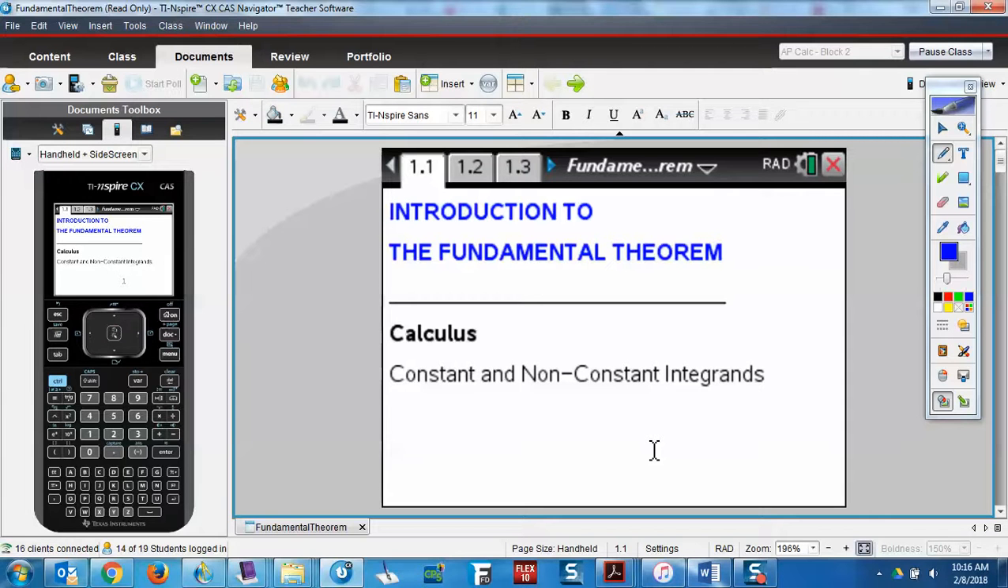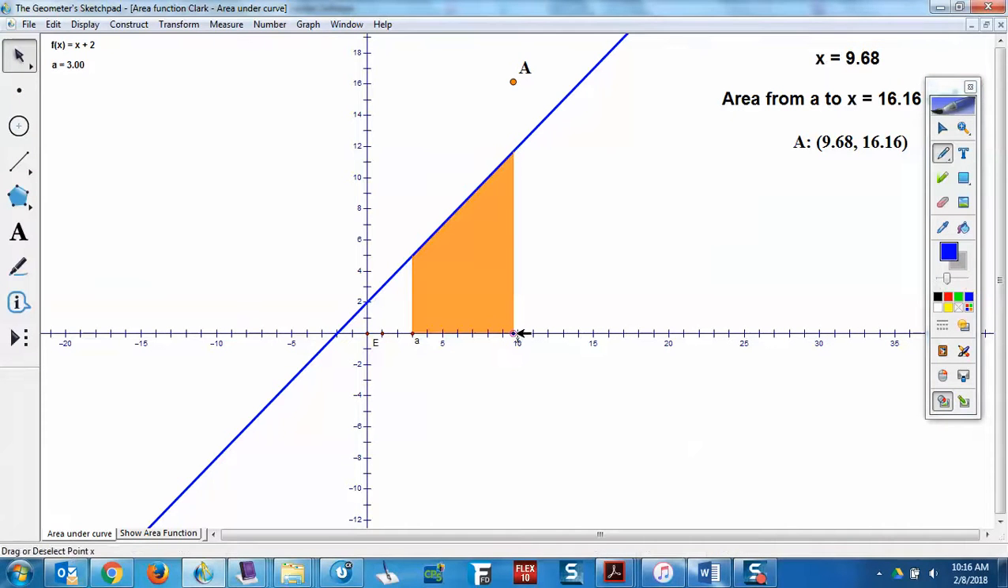Yes? Is there something for when the dot crosses the x-axis? Let's look at that. I don't think so. No. What that would be is where the area is the same as the y value on the line, but I don't know that that's anything important.